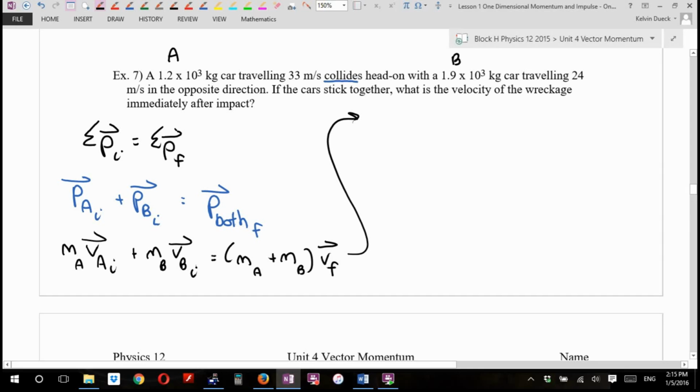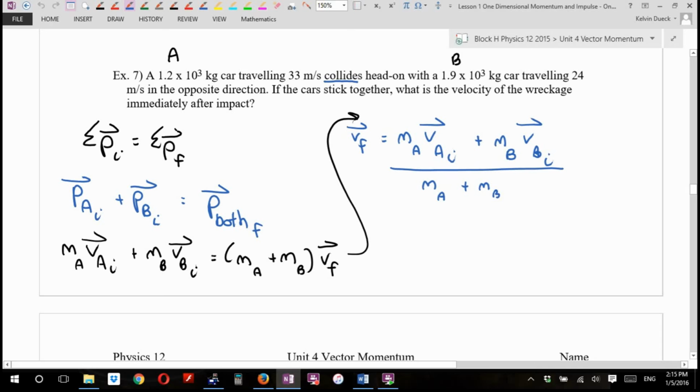What am I trying to find here? V final? Oh, how would I get the V final by itself? Okay, so I think, Clay, if I hear you correctly, you're telling me V final is going to be mass of car A, velocity of car A initial, plus mass of car B, velocity of car B initial, all divided by mass of car A plus mass of car B. By the way, I think I like this question.